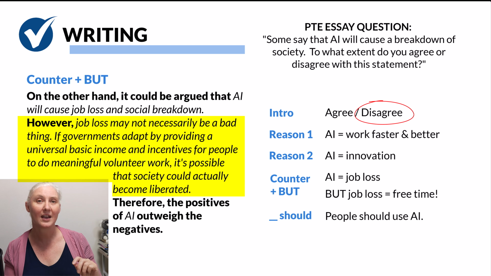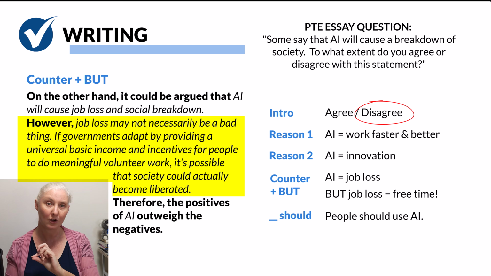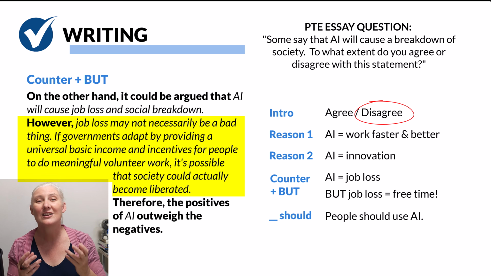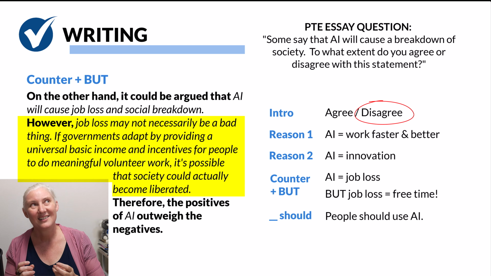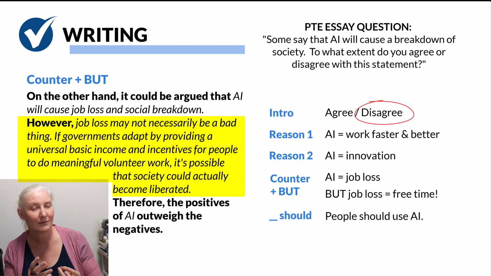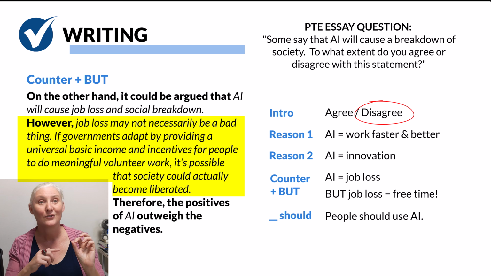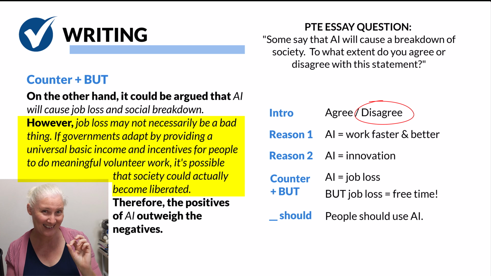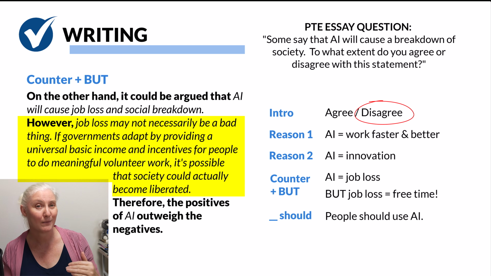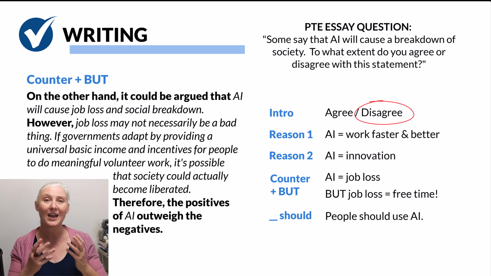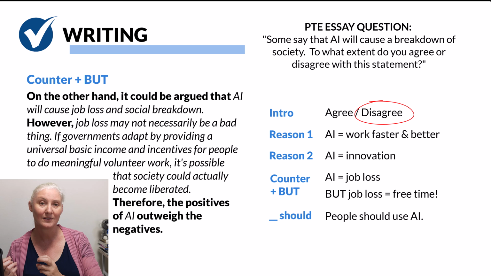All right? You don't just say, oh, it could be argued that AI will cause job loss. You need to say, yeah, but that's not so bad because, right? So you need an argument against it. However, job loss may not necessarily be a bad thing. All right? Something like this. Now, if you have no idea, you can't think of a good argument against it, then my final sentence might help you. And that's where I've said the positives of AI outweigh the negatives.